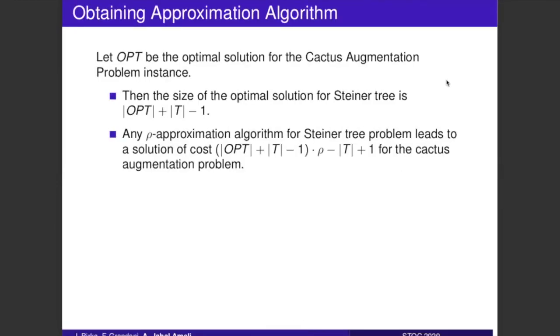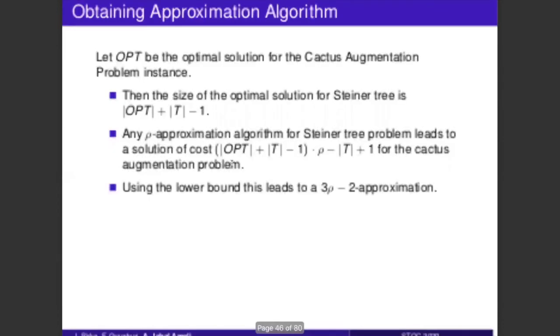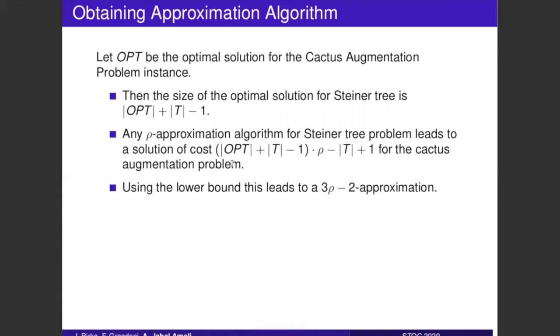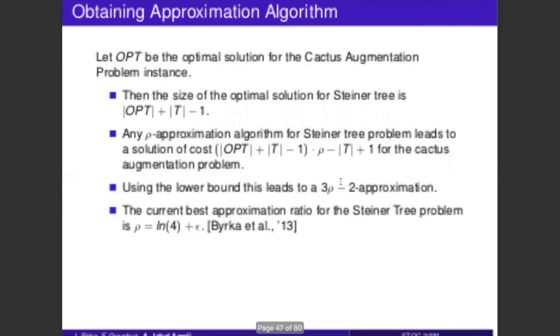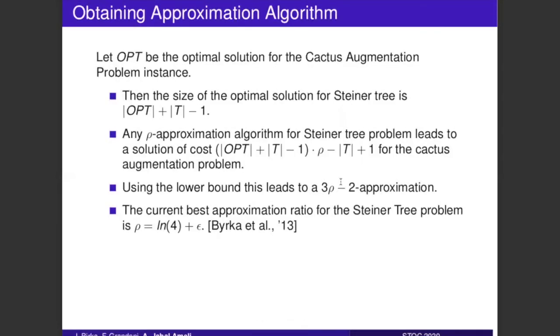Then if you have any rho-approximation algorithm for the Steiner Tree problem, this leads to a solution of this cost for the connectivity augmentation problem using the other direction of the reduction. Then using the lower bound that we proposed in the previous slide, one can obtain a 3-rho minus 2 approximation. However, the current best known approximation ratio for the Steiner Tree problem is rho equal to ln of 4 plus epsilon. This is the result by Byrka et al.